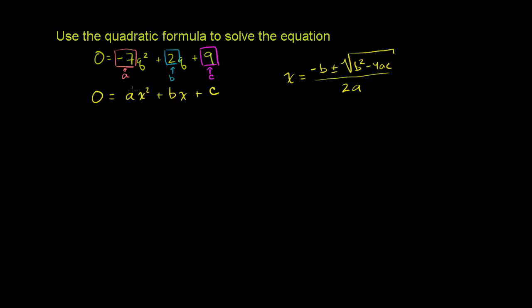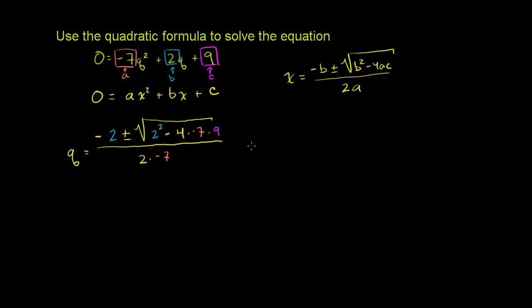So let's just apply the quadratic formula. The quadratic formula will tell us that the solutions, the q's that satisfy this equation, q will be equal to negative b, b is 2, plus or minus the square root of b squared, of 2 squared, minus 4 times a, times negative 7, times c, which is 9, times 9, and all of that over 2a, all of that over 2 times a, which is once again negative 7. And then we just have to evaluate this.